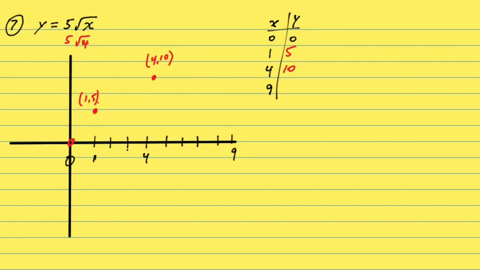If you put in a 9, square root of 9 is 3 times 5 is 15, so it'd be up here, 9, 15. And it's just like the square root graph. It goes forever to the right, but it has an endpoint on the left here.